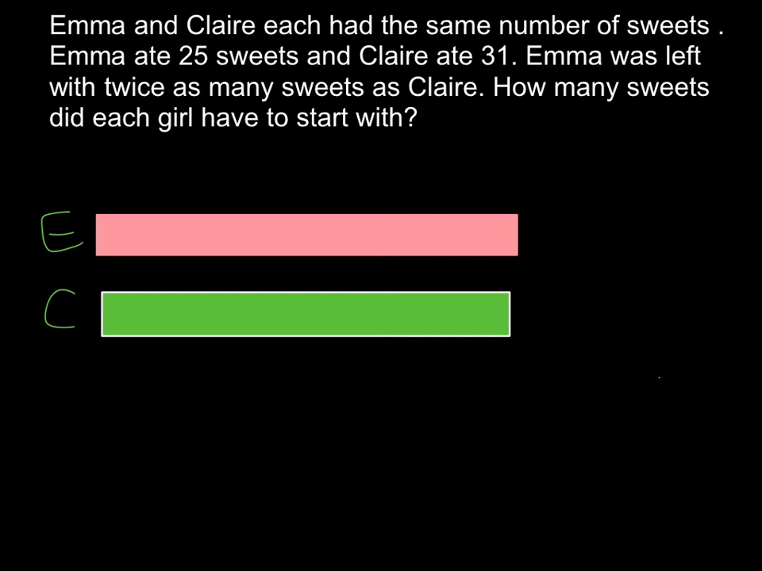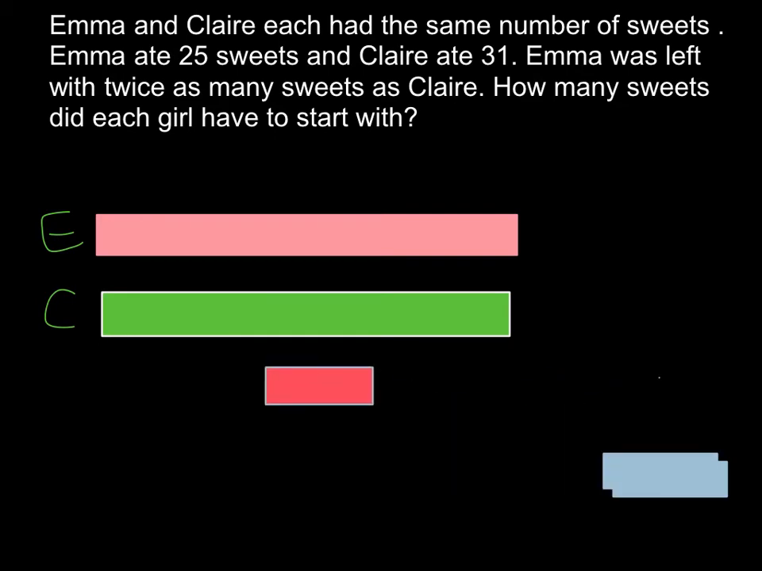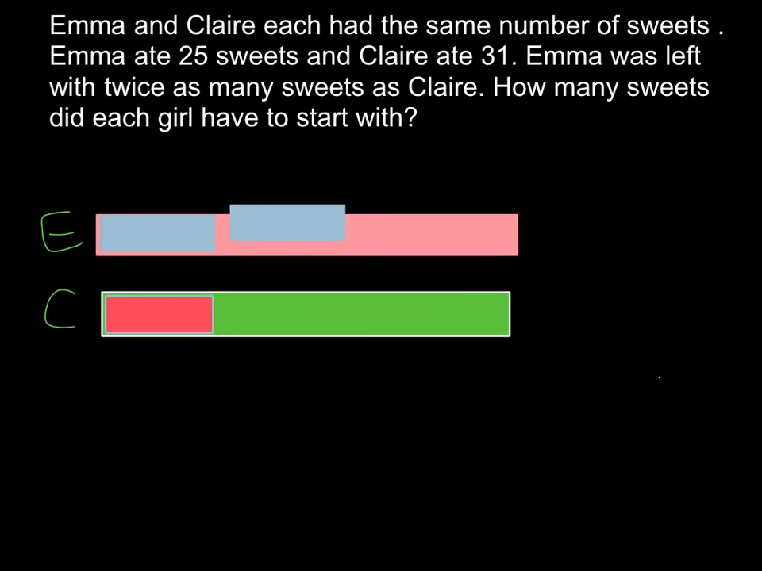I also know that Emma at the end was left with twice as many sweets as Claire, and so I'm going to put this on my bar too. So at the end of my math story, if Claire had this many sweets left, Emma had this many, because Emma had twice as many left at the end. Okay, what else do I know?